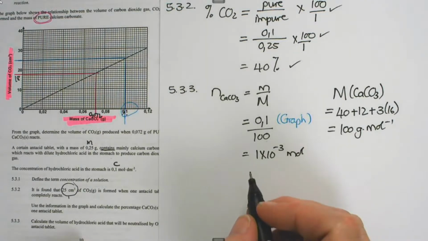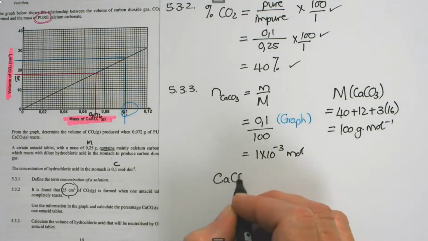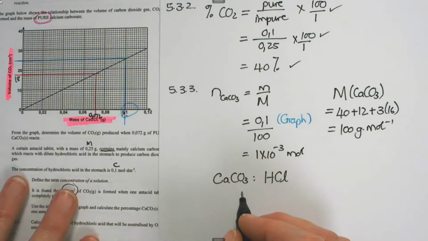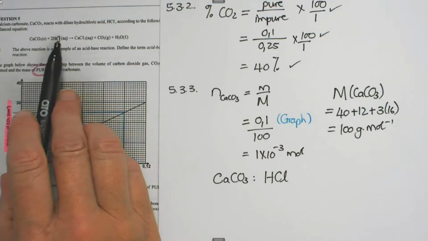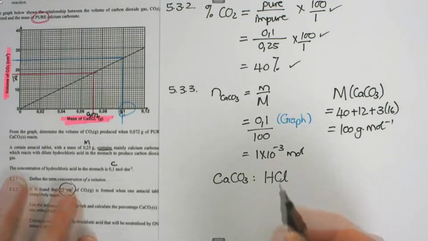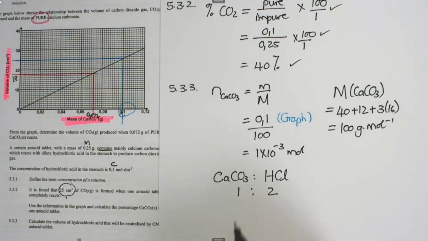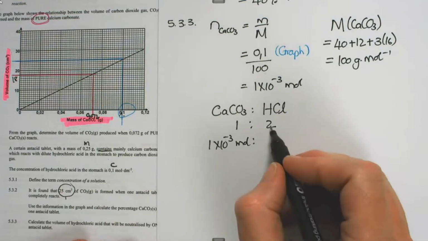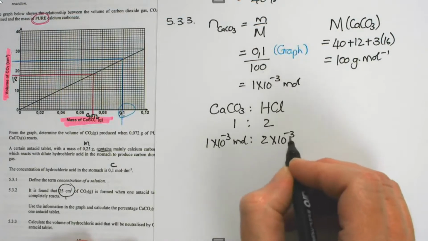So now I have the amount of mol. But they asked the volume of hydrochloric acid. So I'm going to say CaCO3 to hydrochloric acid. The ratio will be, let's just get our formula. CaCO3, there's a 1. HCl, there's a 2. So I take 1 times 10 to the negative 3 mol, and I times it by 2 divided by 1, so it will be 2 times 10 to the negative 3 mol.